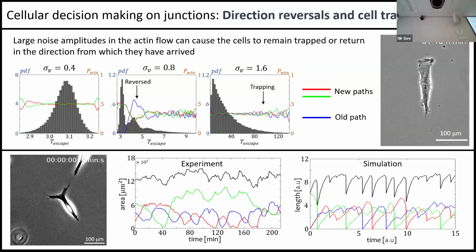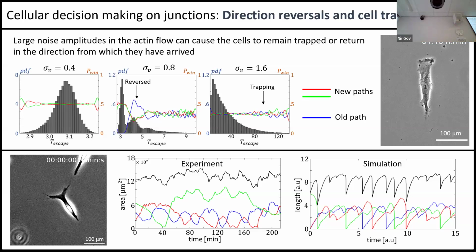So everything is calculated self-consistently as time goes by. But we can also add noise into this process by saying that the local polymerization activity also has a noise term. So it's calculated from this inhibition plus some noise term. And if this noise term is very small, for example, you can see that the distribution of escape time, the time it takes the cell to go through the junction, is nicely peaked, and the probability of where it will go is 50-50 between the two new paths that are open to it, okay?